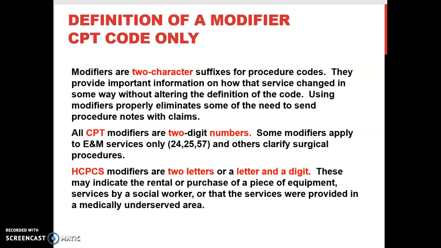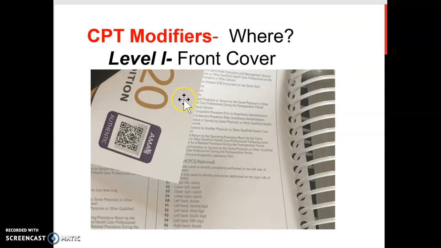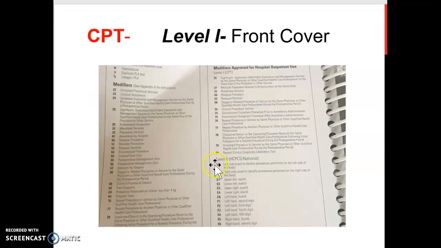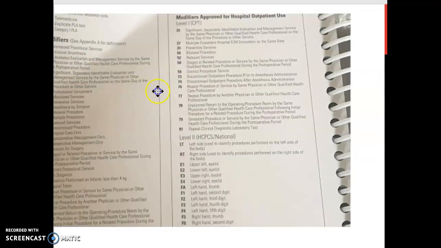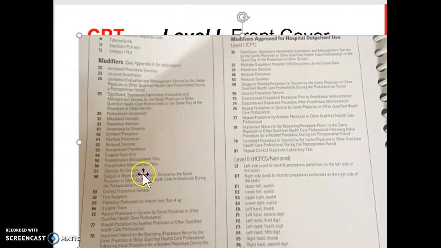You can pause and review that, but I want you to go with me and find the modifiers in your CPT book. Your front cover page, as you can see, I folded this to show you. You just open the front cover, and within the front cover, you will see all the modifiers given to you. You can just look at your own book for a more clear picture. This is showing you the modifiers 22 to 78.